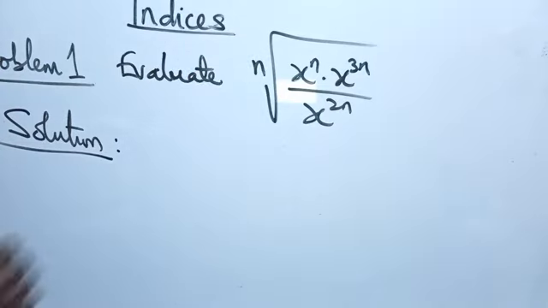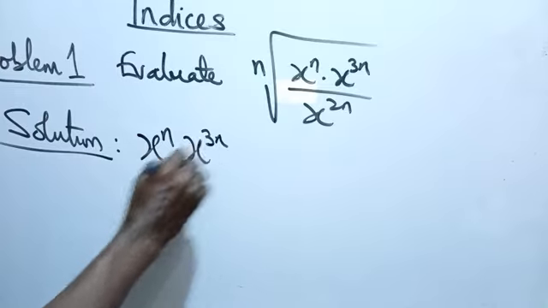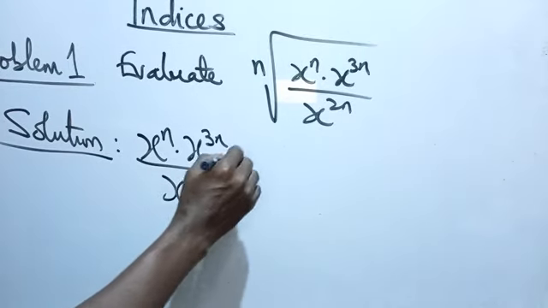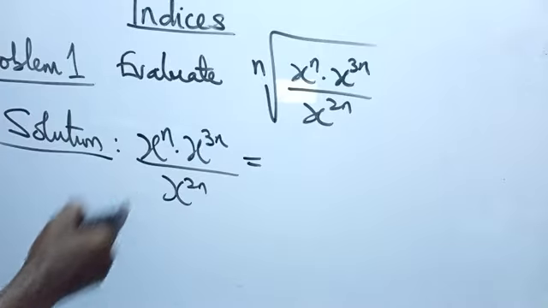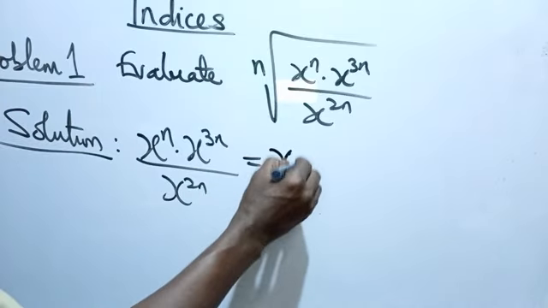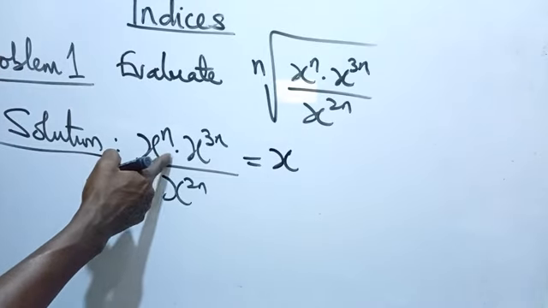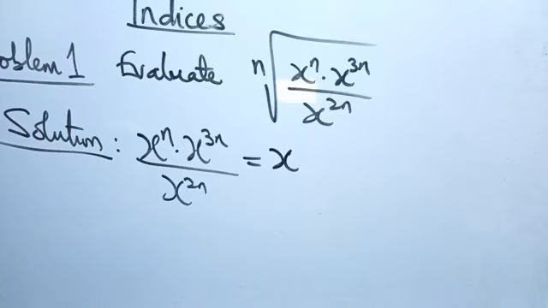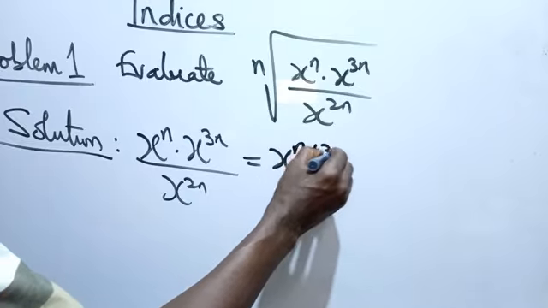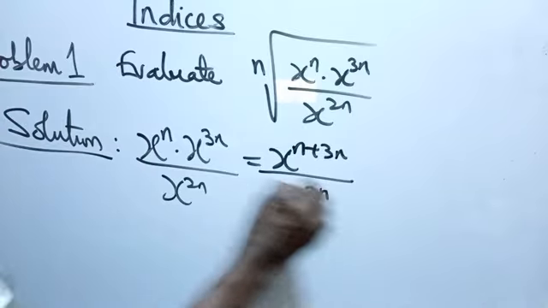So let's look at the problem. We have x raised to the power n times x raised to the power 3n, all over x raised to the power 2n. Now, we use the law of indices here. Remember, when you have equal bases like x here, you pick x, and when the bases are being multiplied together, the dot here means we are multiplying x to the power n by x to the power 3n. It means that you are going to add the powers together, n plus 3n, everything now all over x raised to the power 2n.